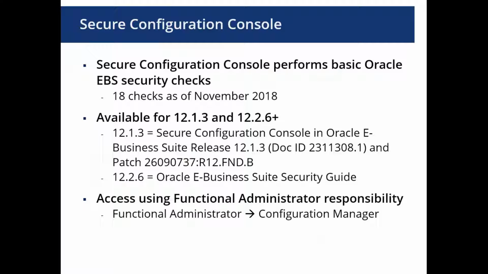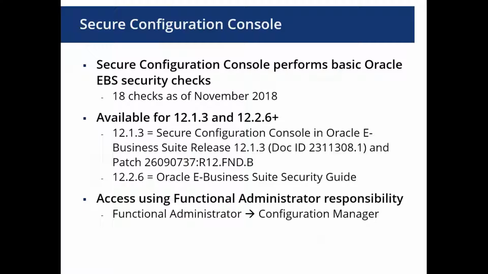Oracle's solution is to come up with a Secure Configuration Console. So what they're trying to do is go through the Oracle Business Suite and say, okay, we'll do some of those checks for you. We'll automate some of this for you. It's very limited. It's only a small number of checks. It's 18 checks for Oracle Business Suite 12.1.3. 12.2.6 is 24 or 14 checks. 12.2.7 is 24 checks. So Oracle is building on this over time, but it's really geared for the latest version.